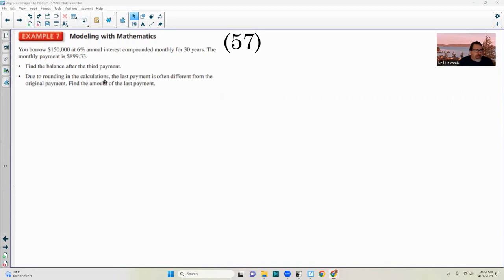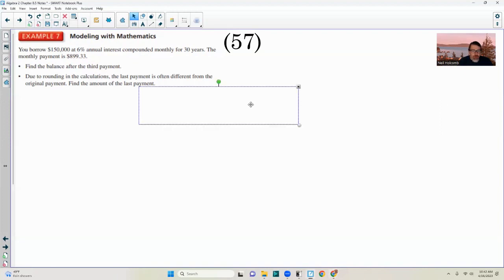So due to rounding in the calculations, the last payment is often different from the original payment, and it says find the amount of the last payment. So you're given the conditions of a loan. You're asked to find the balance after the third payment and the amount of the last payment. So we need to make a plan. The balance after each payment depends on the balance after the previous payment. So we want to write a recursive rule that gives a balance after each payment, then use a spreadsheet to find a balance after each payment rounded to the nearest penny.